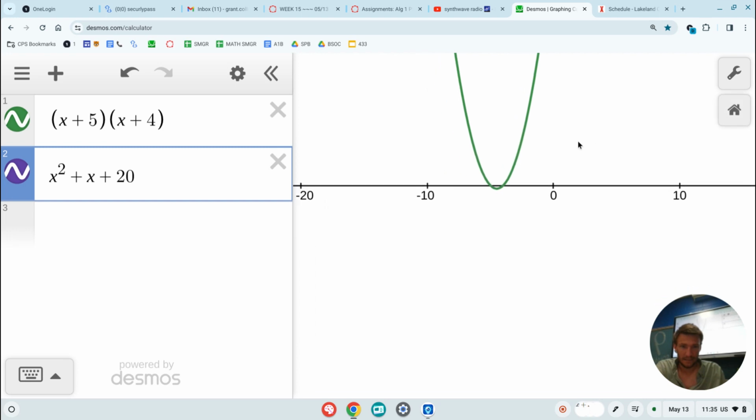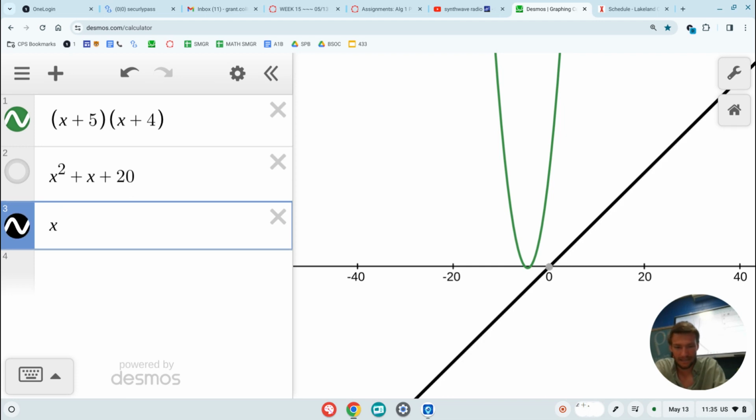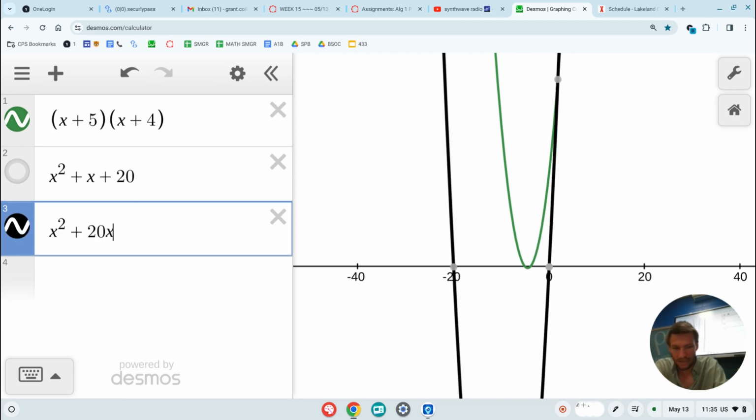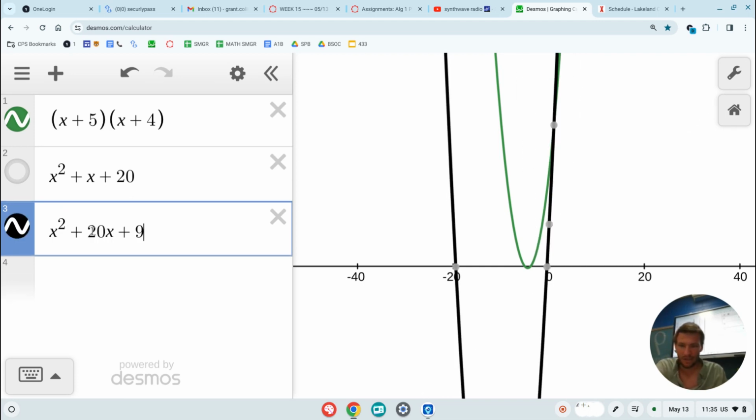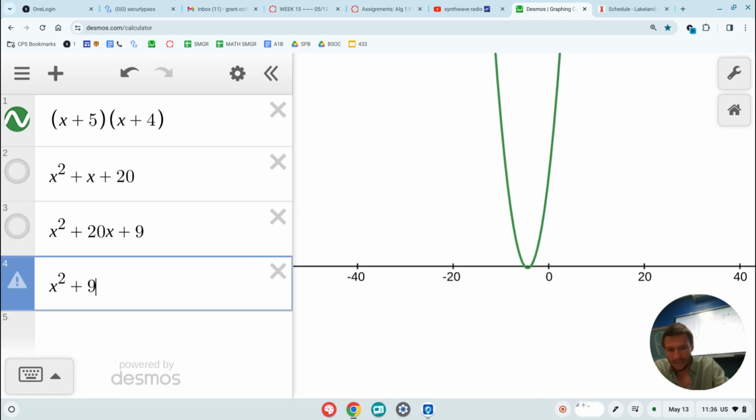How do these two graphs look? Green and purple. Not good. What about X shift 6, 2 plus 20, X plus 9? How does green and black look? No good. What about X shift 6, 2 plus 9X plus 20? How does that look? Ooh, that looks pretty good.